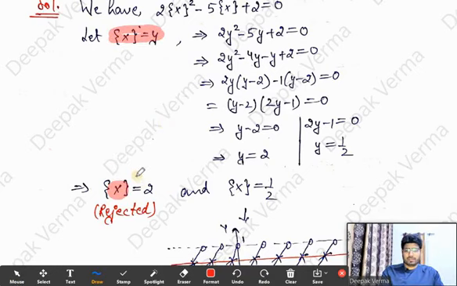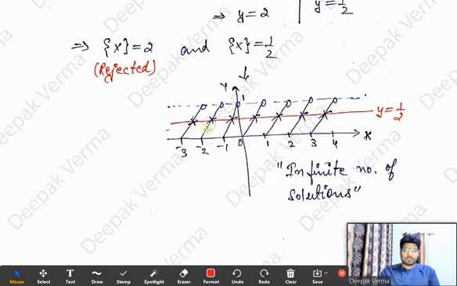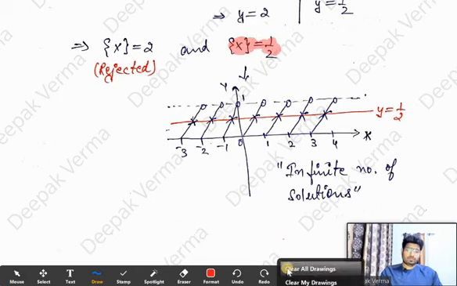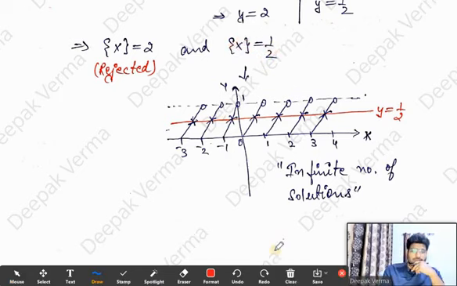This can never be greater than 1 or equal to 1. But here it is equal to 2, and this is not possible. Therefore, this value is rejected. And from here we get fractional part of x is equal to half. Now we have to solve this equation: fractional part of x equals to half. We need the value of x.